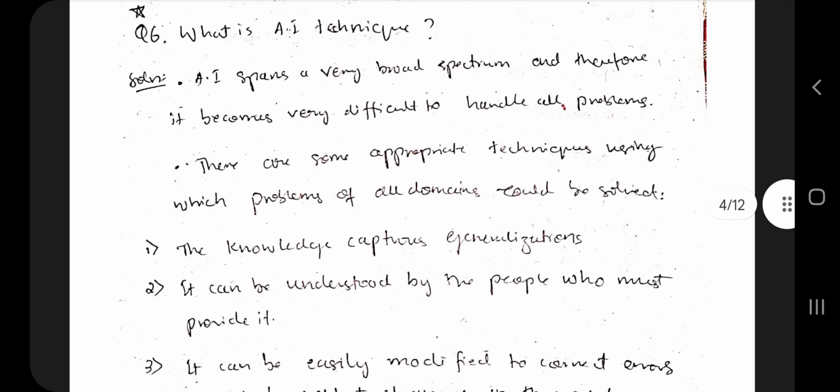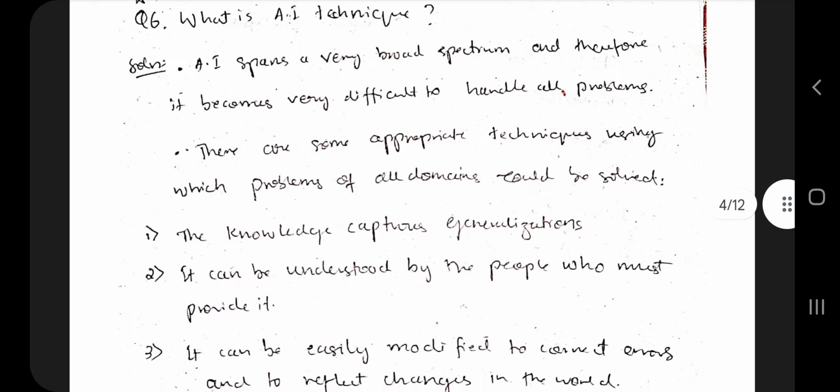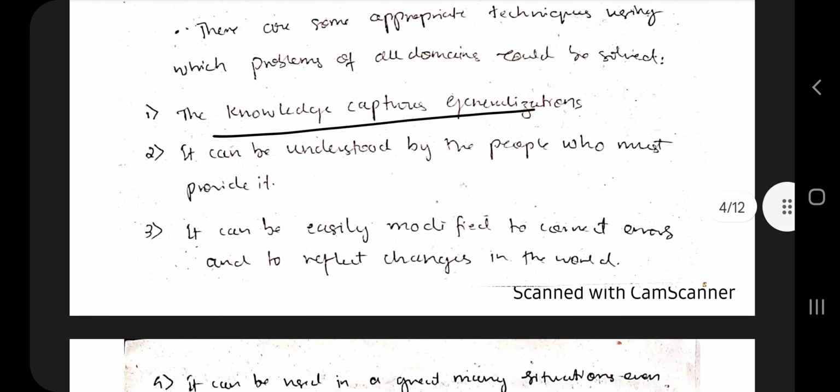This next question is a very important one. What is AI technique? AI technique means there is a technique followed by AI to solve any given problem which is solvable using AI. So what is its technique? AI is a very broad spectrum and it becomes very difficult to handle all the problems. So there are some steps and appropriate techniques using which we can solve all the problems of all the domains which could be solved. So the first thing is that knowledge captures generalizations.